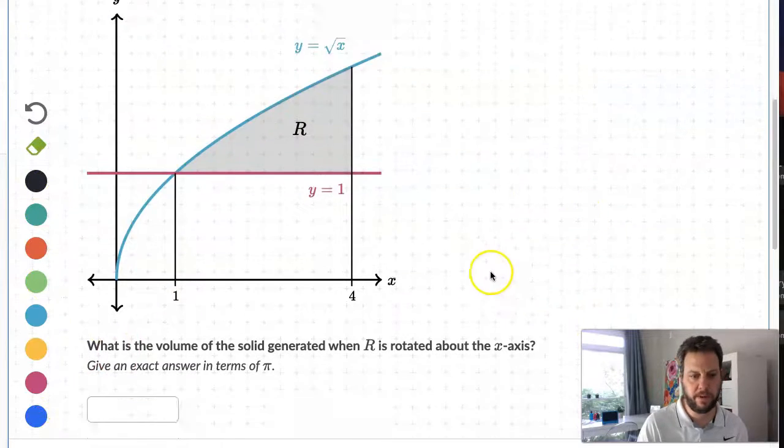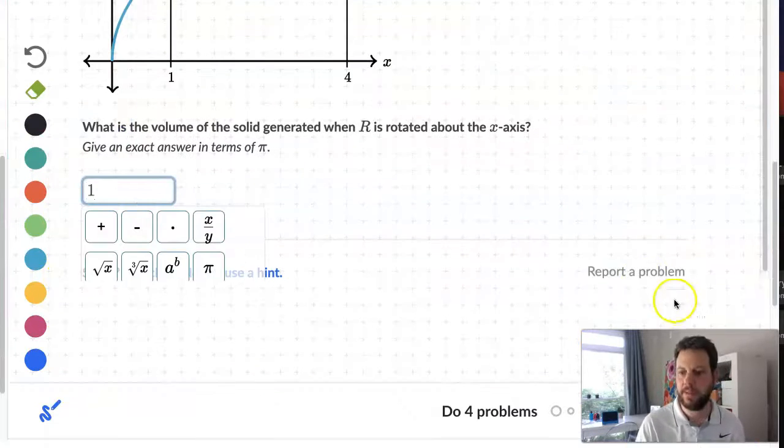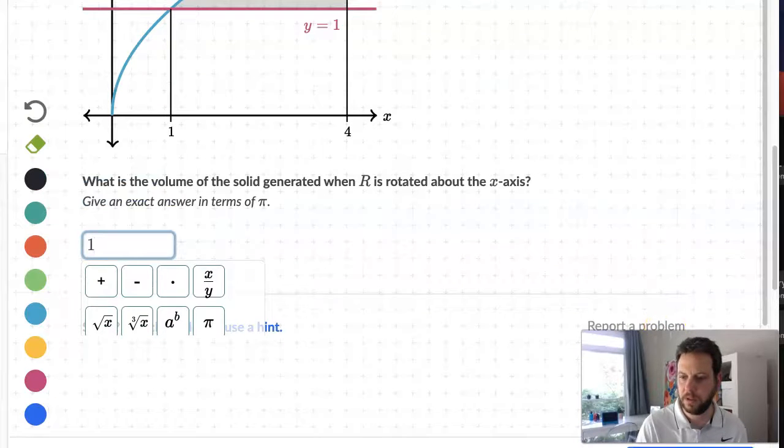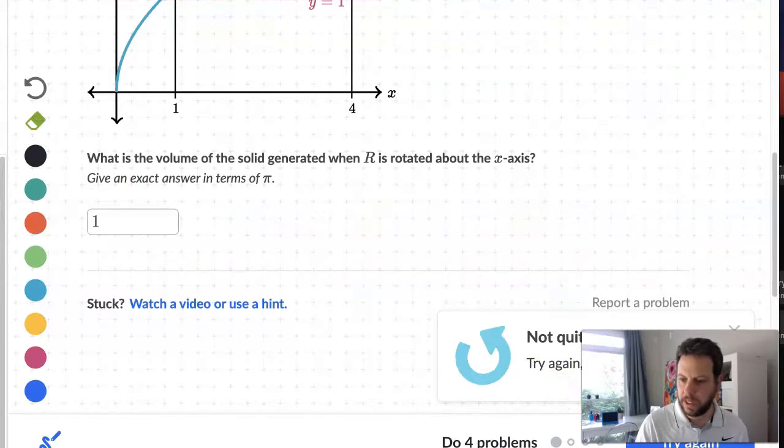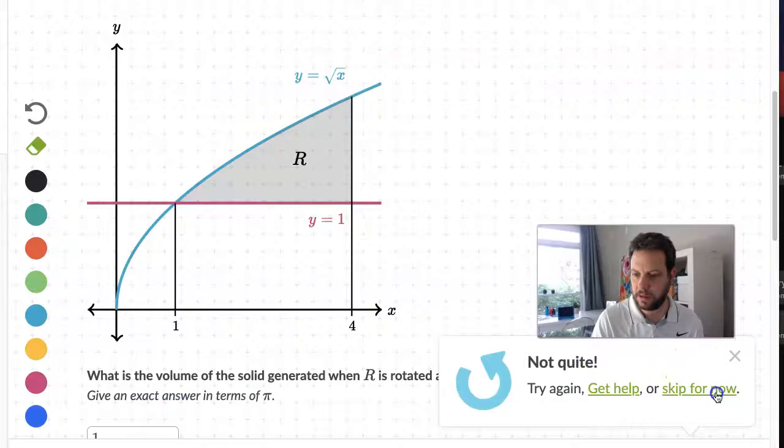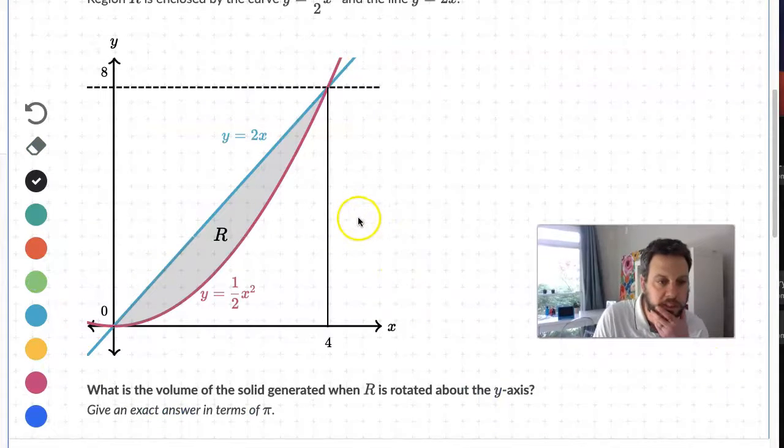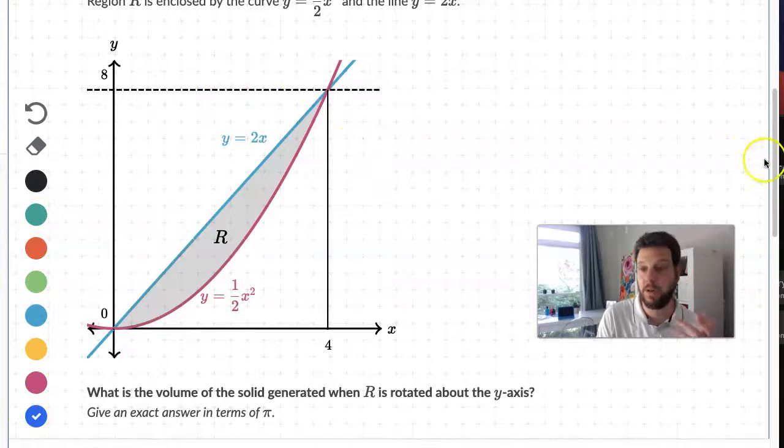Let's see if we can get another one here. I don't know the answer here. Maybe it's 1. I don't know. Not quite. Skip for now. So I'm just trying to get you through top and bottom, further and closer. I don't want to take time to do the whole problem, unless you want me to, in which case let me know.